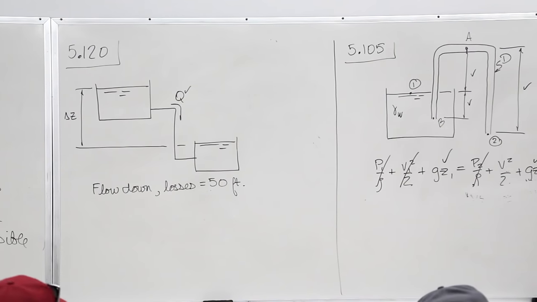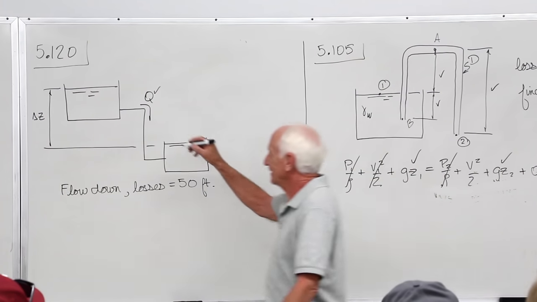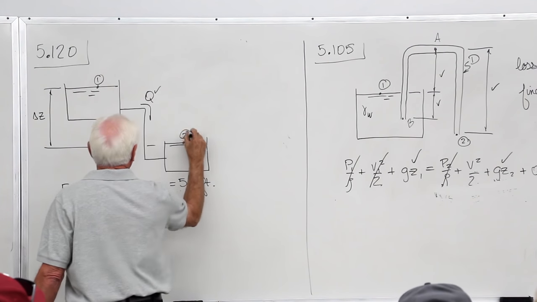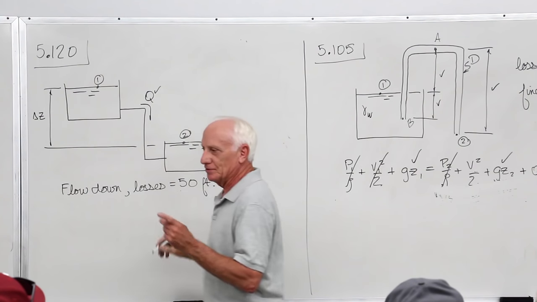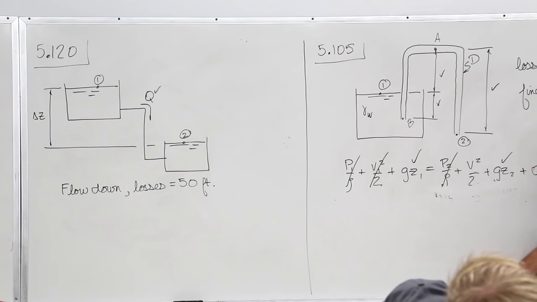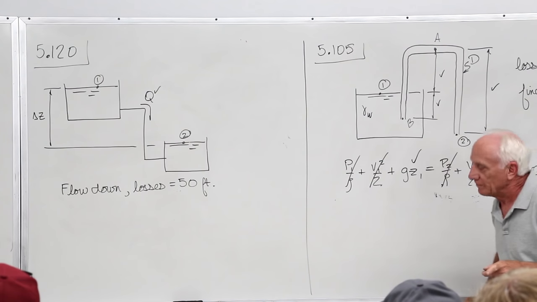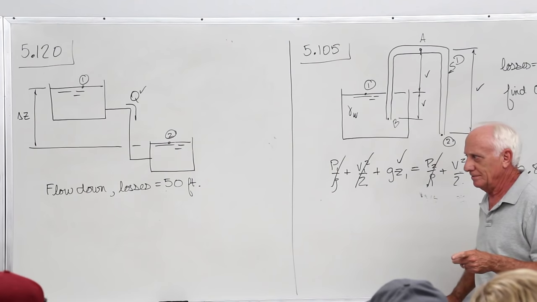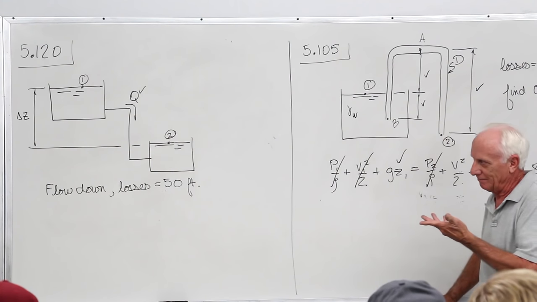P1 zero, P2 is zero. There's no pump. There's no turbine. P1 zero, P2 zero, V1 zero, V2 zero, Z1 50, Z2 zero. There's only one thing left in the equation. Z1 equals losses. Okay, easy, you got it, 50.